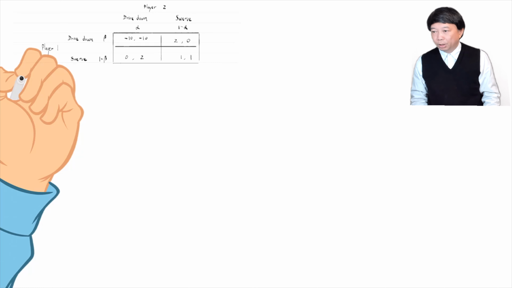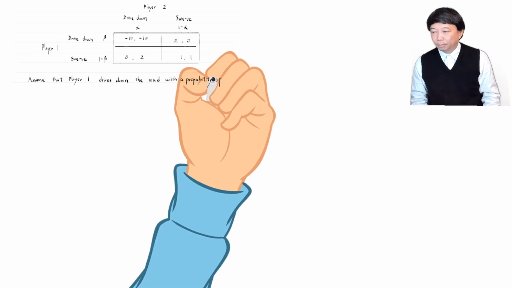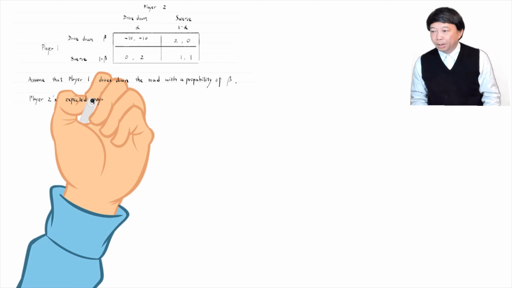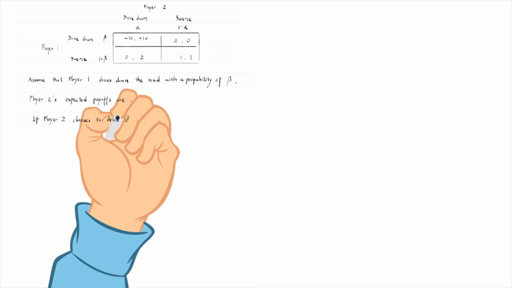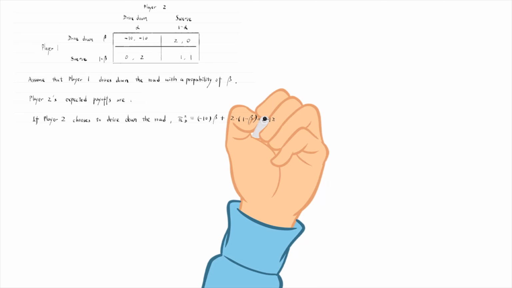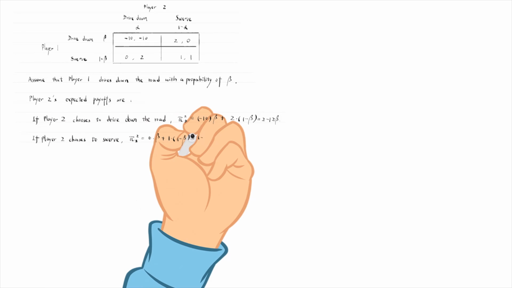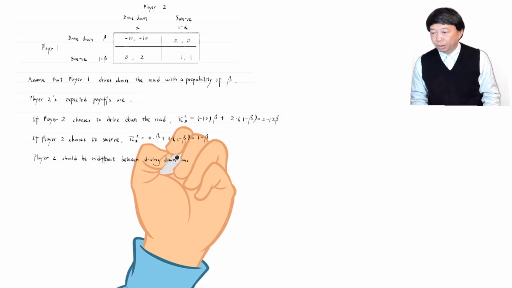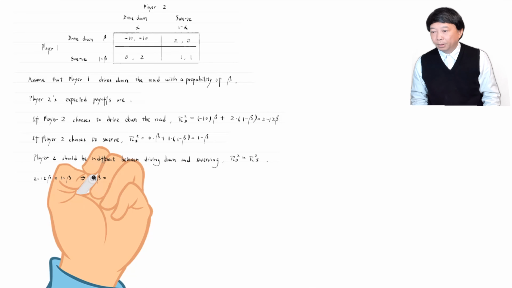There is a mixed strategy Nash equilibrium of the game. We assume that player 1 drives down the row with a probability of beta. Player 2's expected payoffs for each of his strategies can be calculated. Player 2 should be indifferent between his two strategies. We can obtain beta, which equals 1/11.